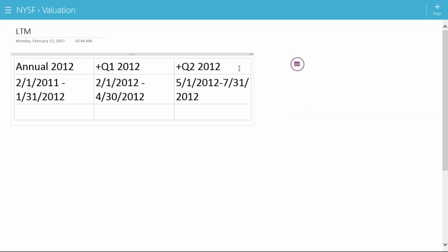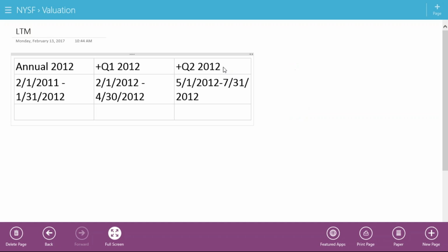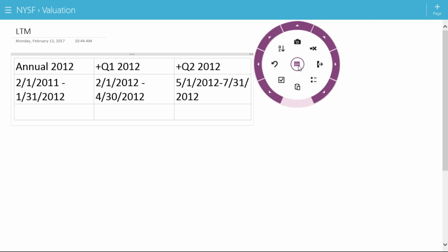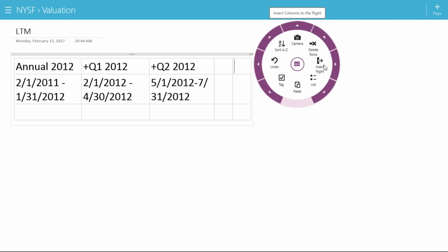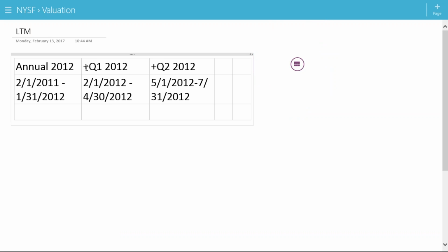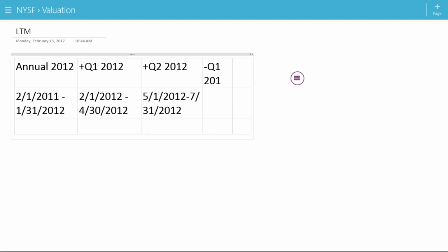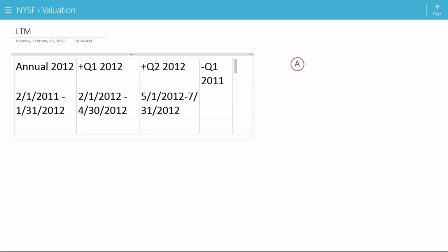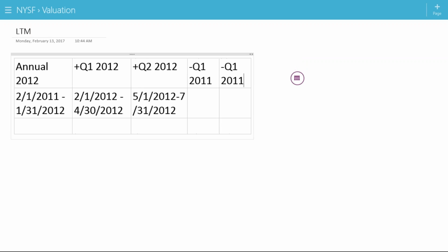Q1 2012 shouldn't start with the 1-1. What do you mean the 1-1? You said 2012 Q1. This is the day after January 31st, it's February 1st? Yeah, good. But I need to subtract now Q1 2011 from the prior years. Okay?